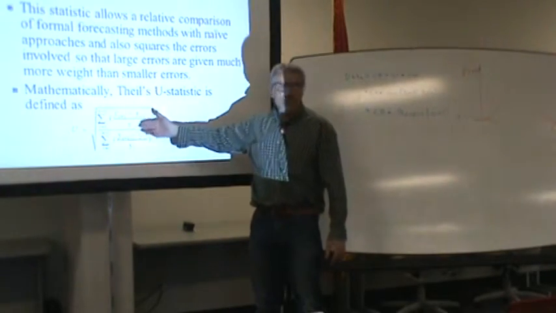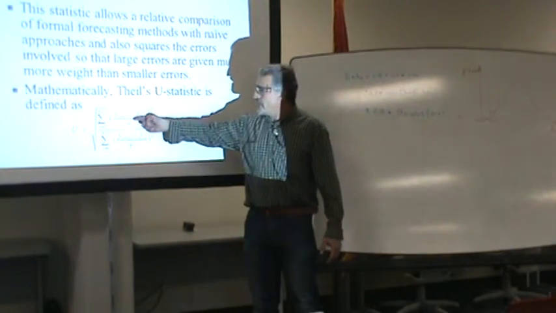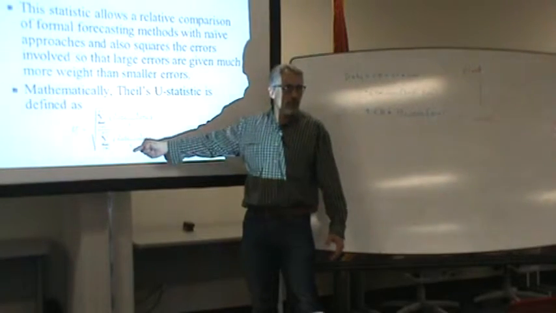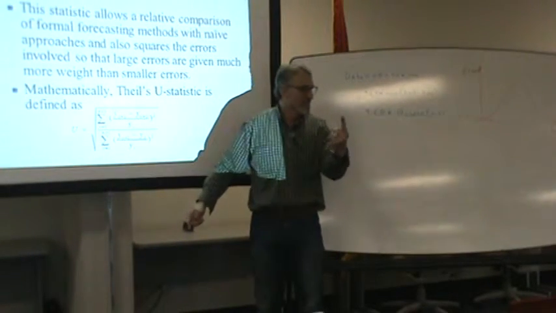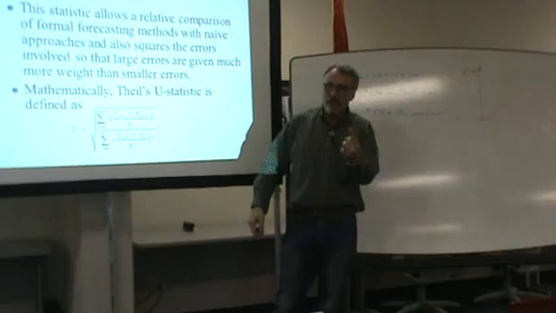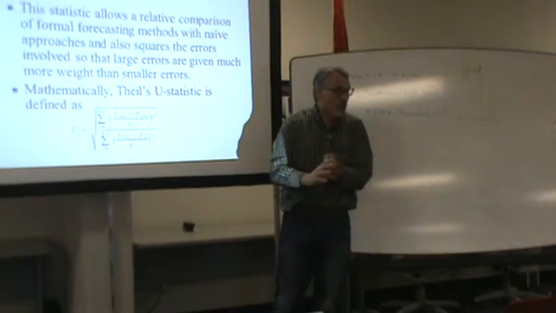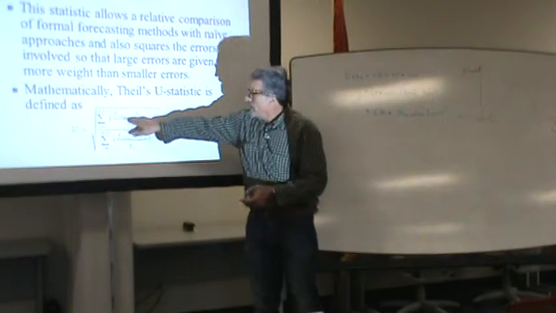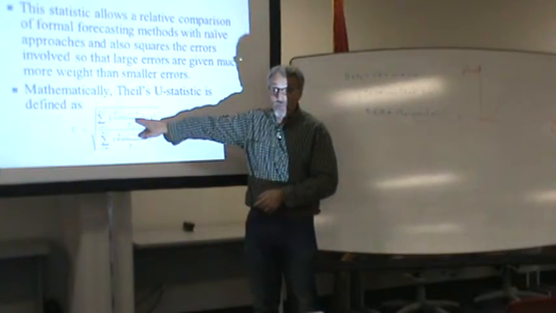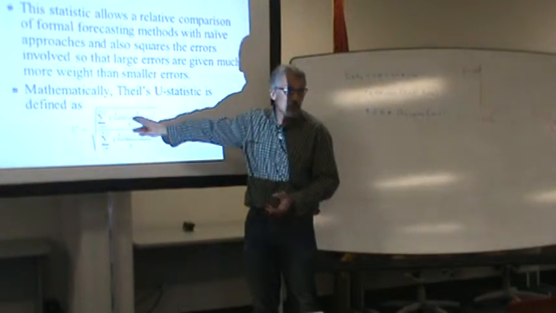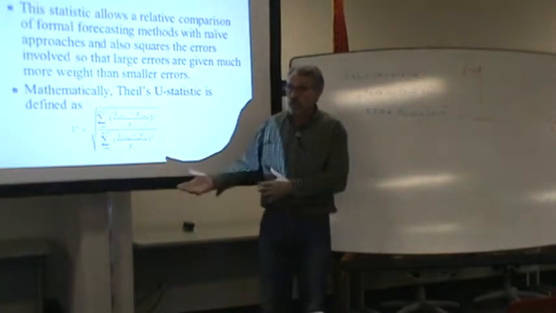So if you did this sum of the squares on the naive approach compared to the naive approach, you get 1, right? It's the same answer. And so if this statistic is 1, it's the naive approach. If it's less than 1, your set of errors were better, your approach is better than the naive, simple, dumb approach. If it's bigger than 1, it's worse. So it's a very simple statistic.